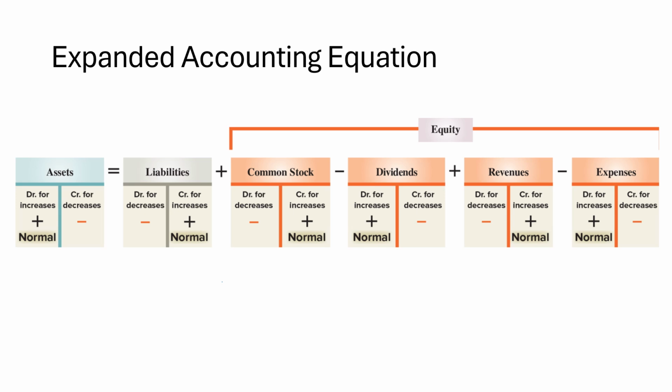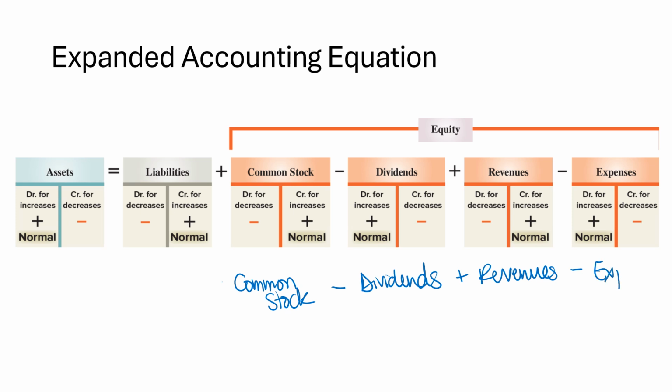So equity is made up of common stock minus dividends plus revenues minus expenses. And that is because, remember, common stock and revenues increase equity, but then paying out dividends and paying out expenses decrease equity. So you can look and see what is debited and what is credited of these equity accounts.